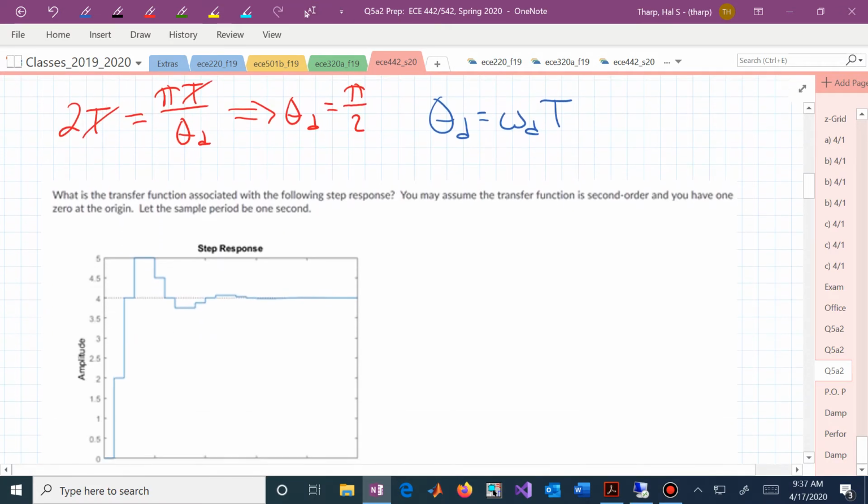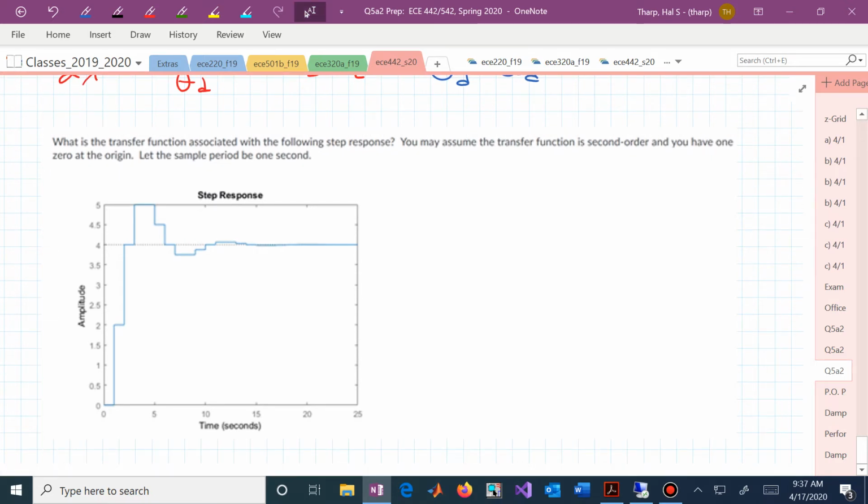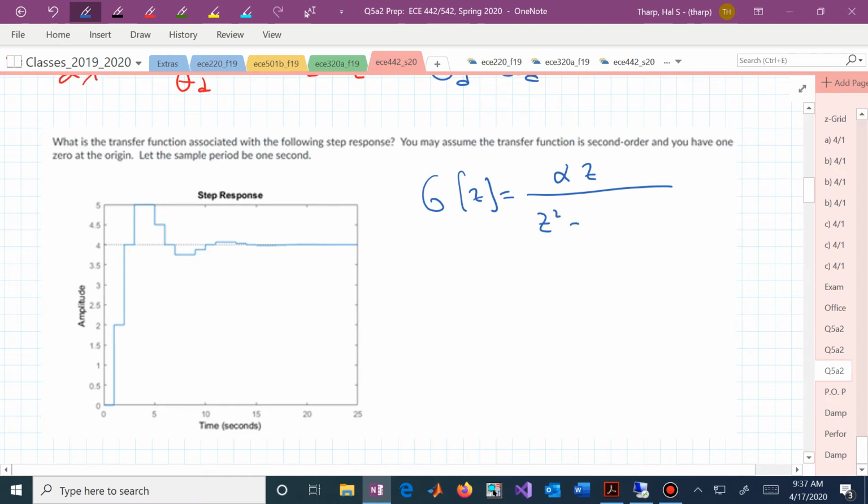The next problem deals with finding a transfer function associated with the following step response. And you again can assume this is a second order and you have a zero at the origin. The structure then is exactly the same as what we just had for the earlier. It's now alpha z over z squared minus az plus b, for example. And what can you see? And here I should have been a little bit more clear.